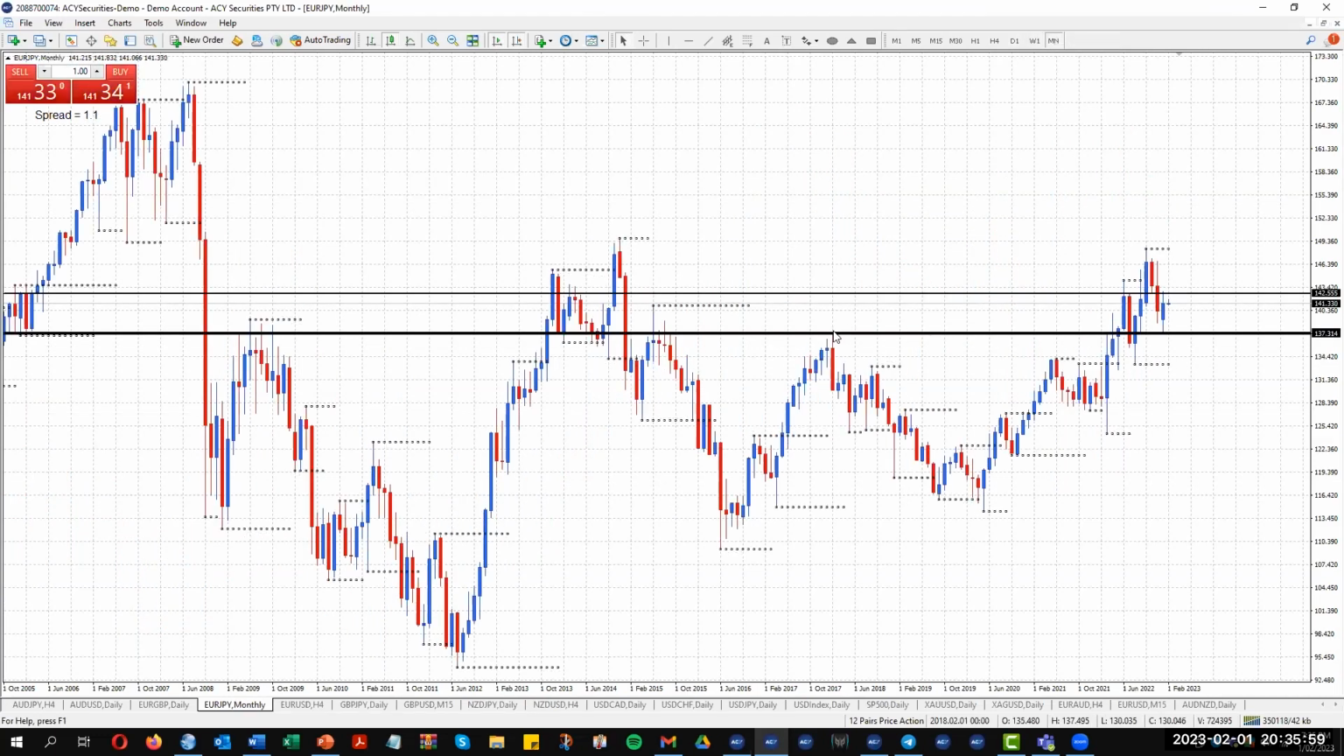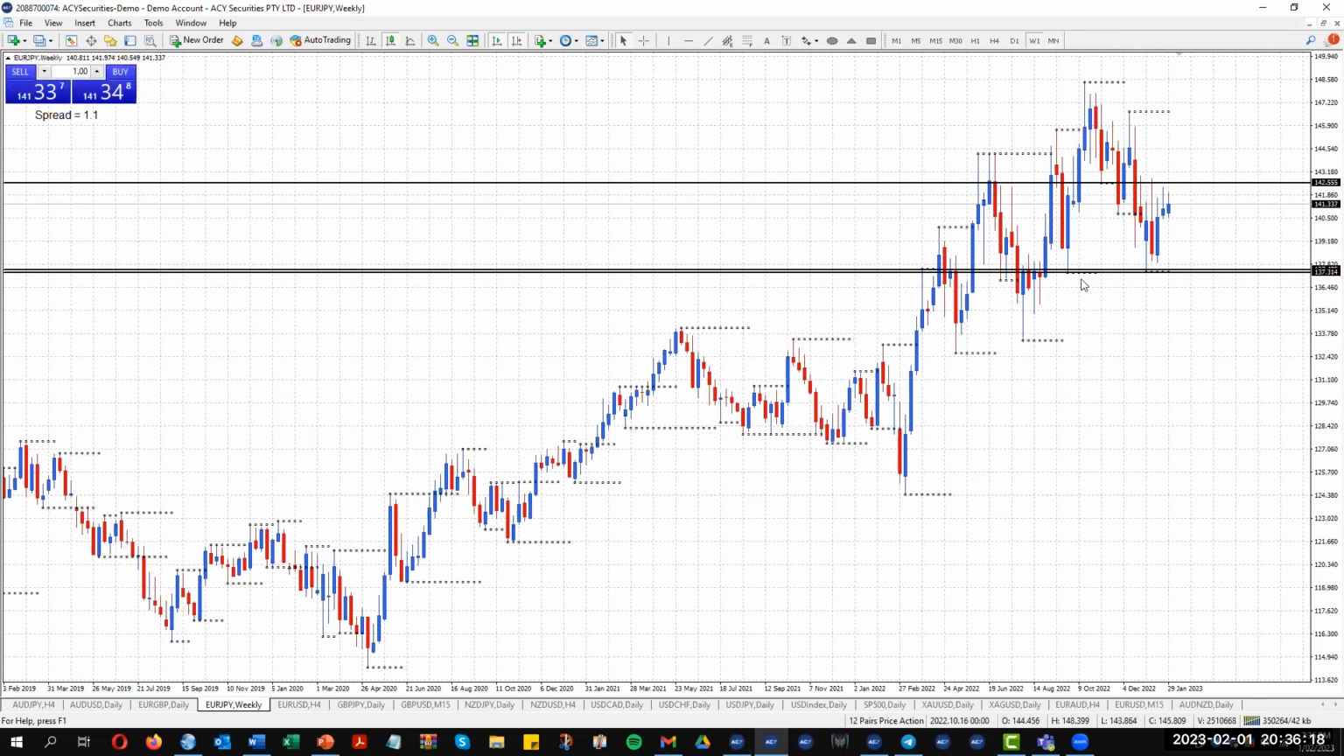Now this area is a monthly top. All right, this is why it's so important to look at your higher time frame charts, because often significant changes will occur from higher time frame support and resistance. So there's a monthly top that we came down to. We also came down to the monthly tops over here.